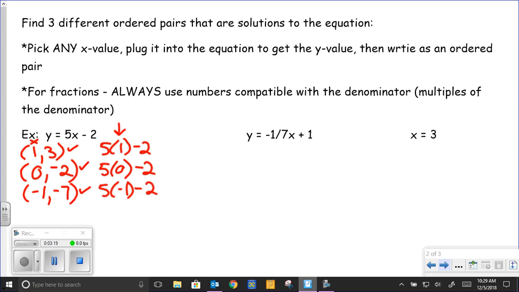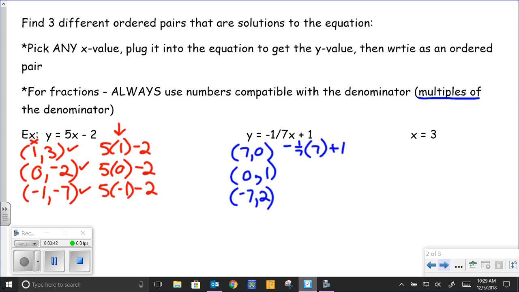Now the next one, we do have a fraction, and like it said right here, we want to use multiples of the denominator. So in this case, we have 7, 0, we have 0, 1, and we have -7, 2. So again, I'm going to plug this in. I have -1/7 times 7 plus 1. Again, all I'm doing is taking my x values and plugging them in right here in the parentheses each time. When I do the math there, these cancel out, so we have -1 plus 1, and it does equal 0.